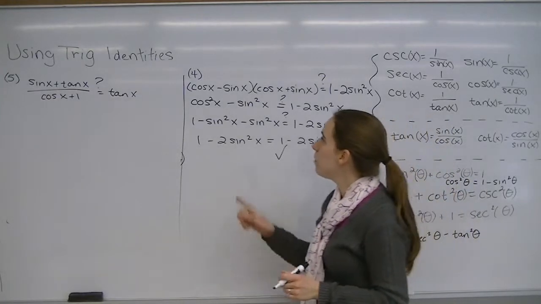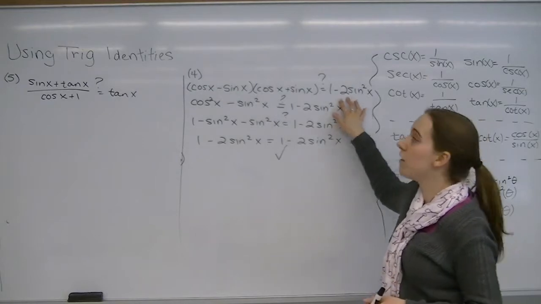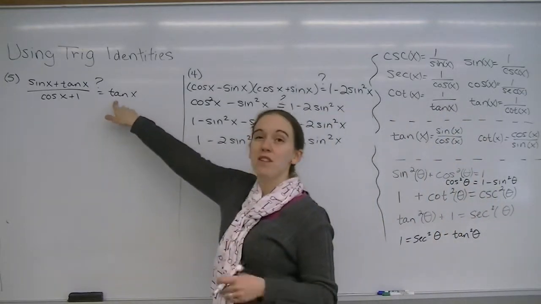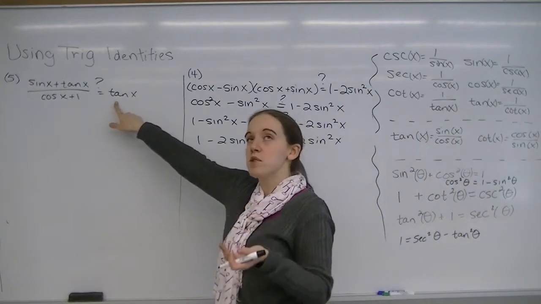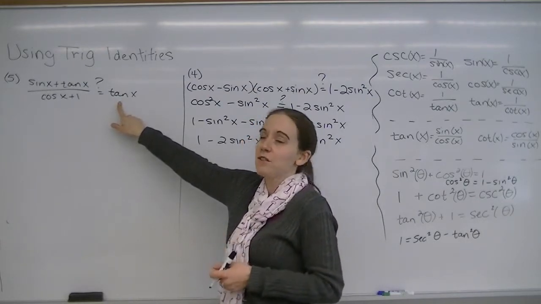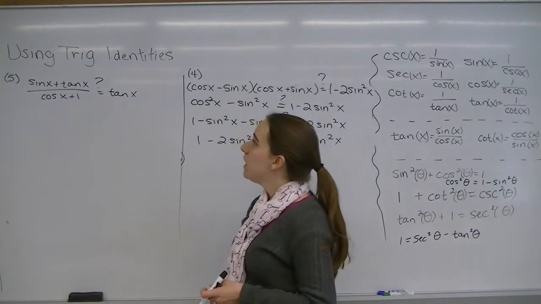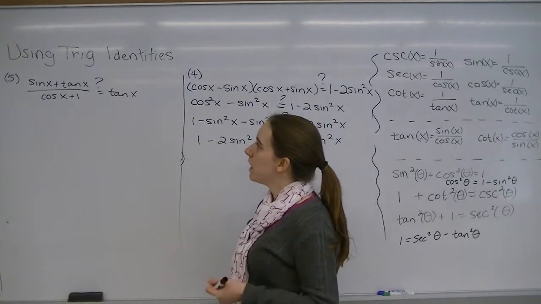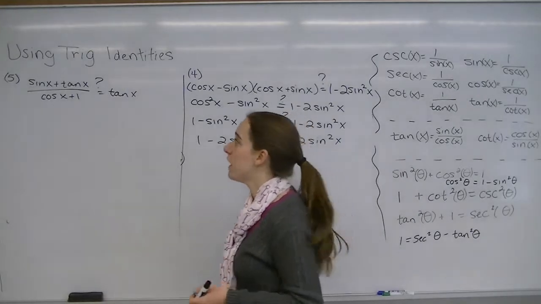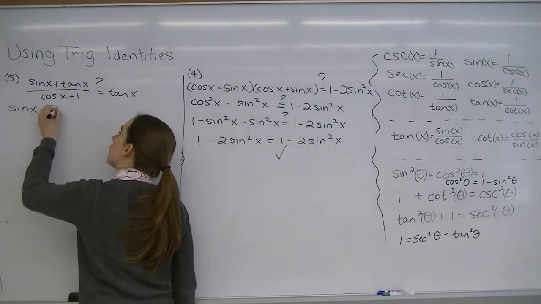So even more so than this example where we said this side was pretty simple already, this side is about as simple as we can make it. We could change it to sine x over cosine x, but that's about all we could ever do to this side. So let's start by working on this side. And the only thing that's really immediately obvious, I think, is to change the tangent on that side to sine x over cosine x.